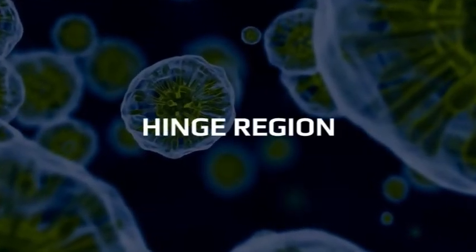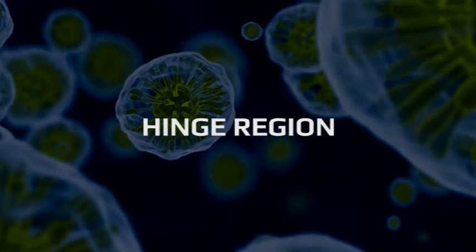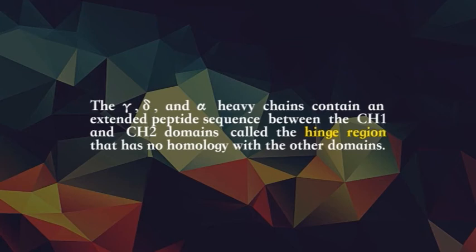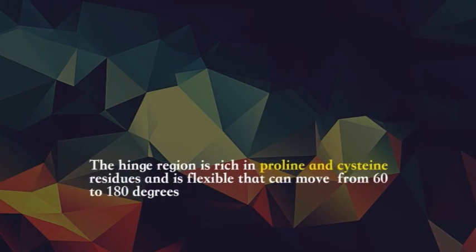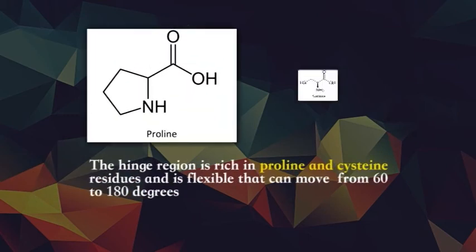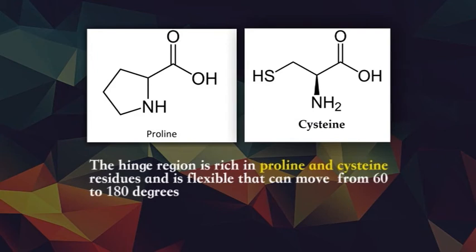Hinge region. The gamma, delta and alpha heavy chains contain an extended peptide sequence between the CH1 and CH2 domains called the hinge region that has no homology with the other domains. The hinge region is rich in proline and cysteine residues and is flexible, and can move from 60 to 180 degrees.